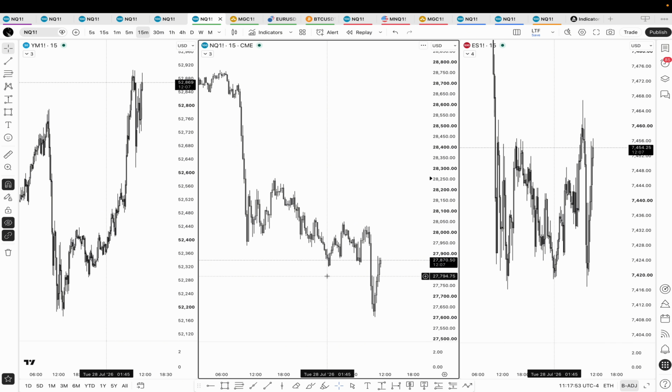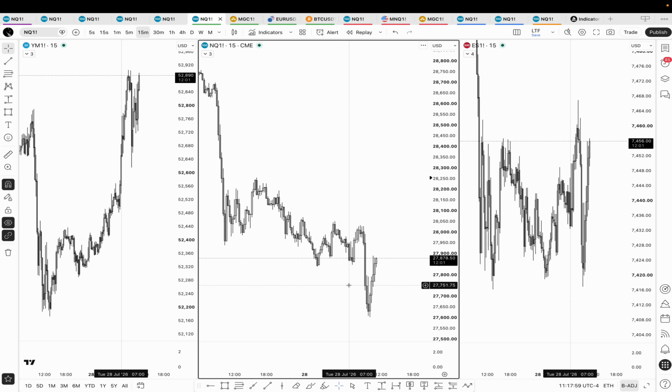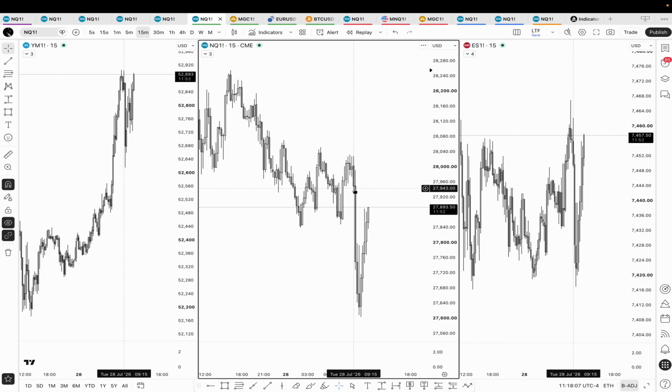I mean, ES engaged with that London low, but YM failed to follow suit. It engaged with the previous day low. ES failed to follow suit. So when it comes to that deliverance back up towards the buy side, Nasdaq is going to be a lot more lethargic and unwilling, or slower, in comparison to ES and YM.